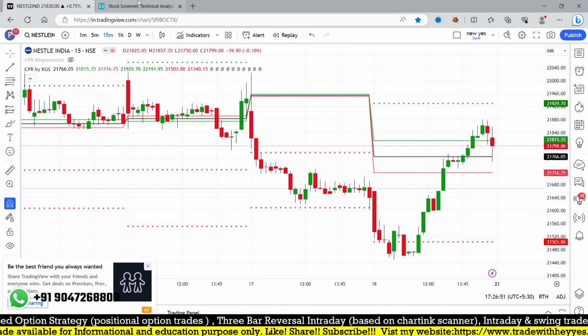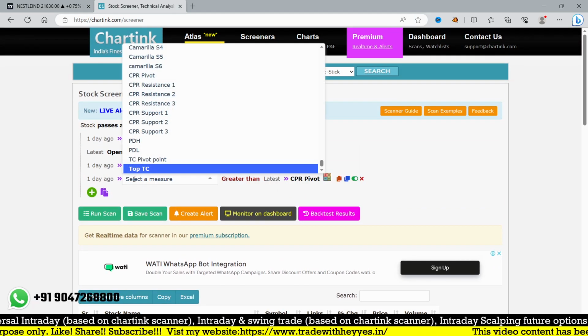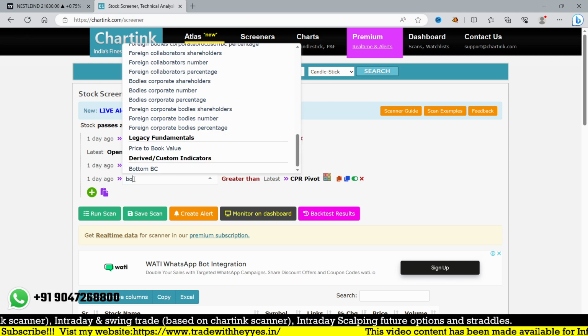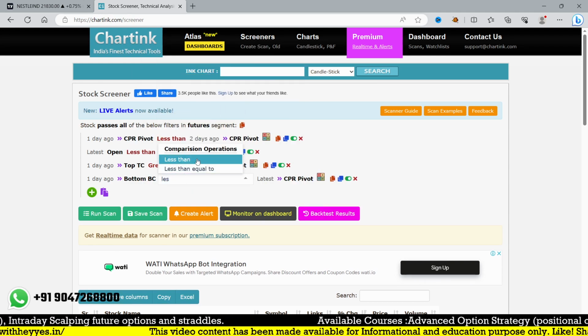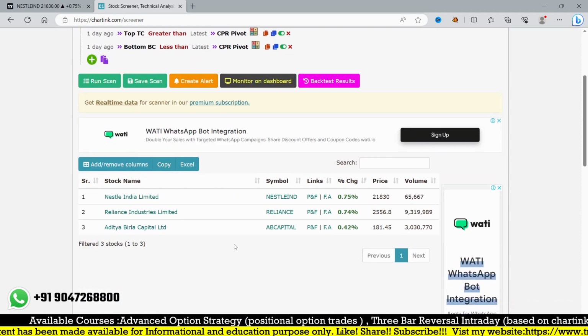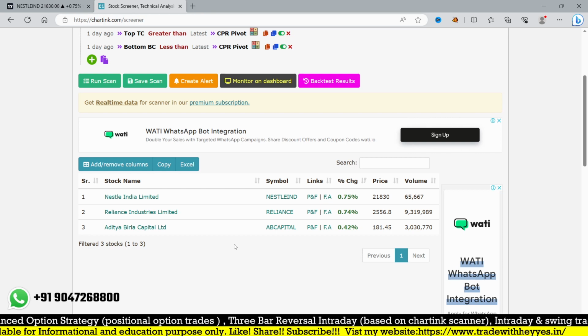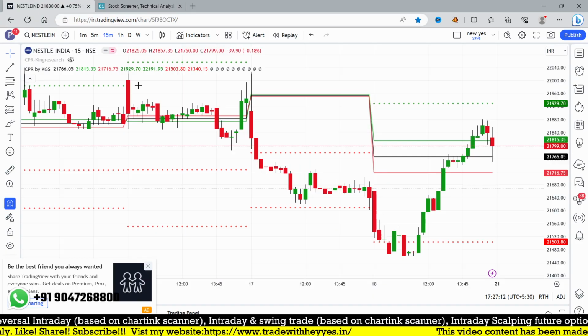It's a perfect reversal, and same like that we need to add the condition about bottom BC must be less than the CPR pivot. We are using only few stocks. Okay, so let me go for Nestle India, Reliance. Nestle India is okay, Reliance and AB Capital.